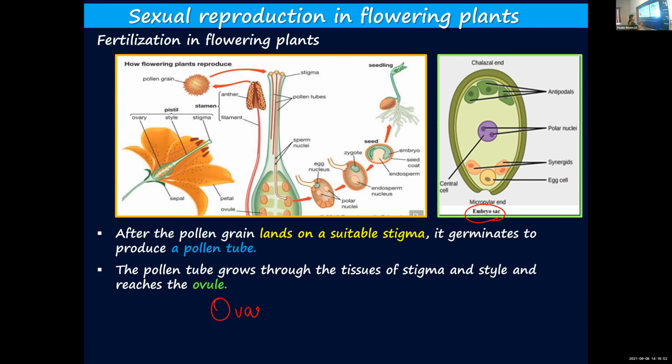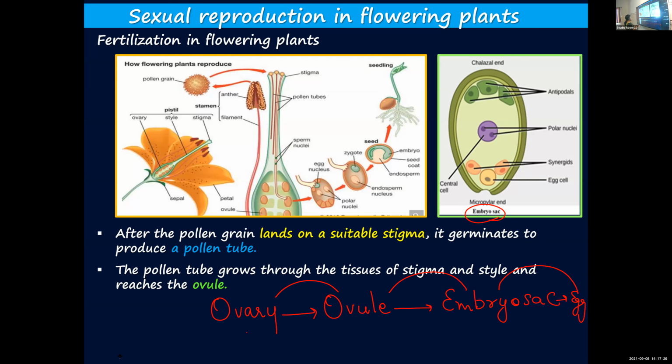Ovary, inside ovary, ovule, inside ovule, embryo sac. Inside embryo sac, egg is present. Once again, ovary is a part of pistil, that is the female part. Inside ovary, ovule, inside ovule, embryo sac, inside embryo sac, egg cell is present.